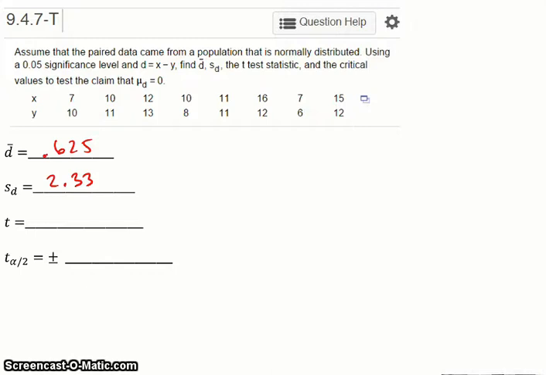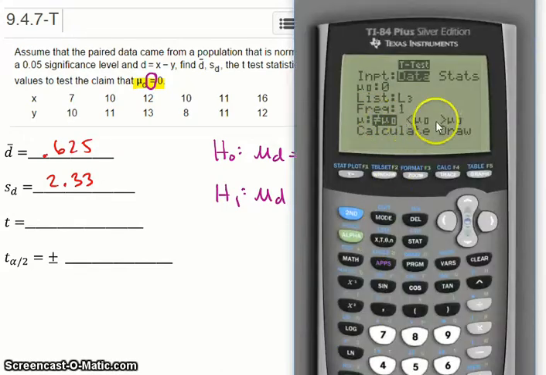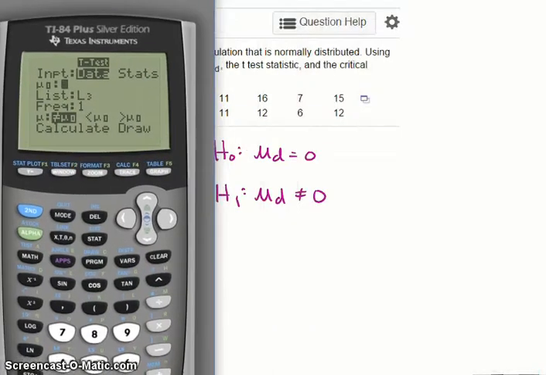Let me take a step back. I forgot to mention that the claim is that mu sub d is equal to 0. The null is always that mu sub d is equal to 0. And the alternative, in this case, because the claim contains an equal sign, the null and the alternative are opposite. So the alternative is mu sub d is not equal to 0. That's going to be helpful because we need that to select the correct answer here. Mu sub 0 is always the value on the right of the null and alternative. So that's 0 in that case.